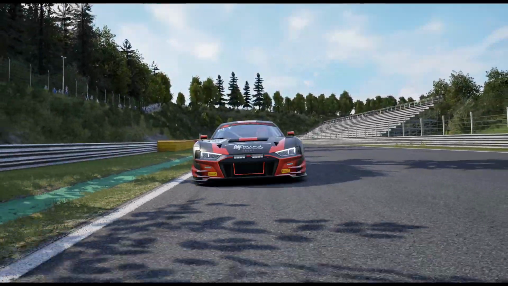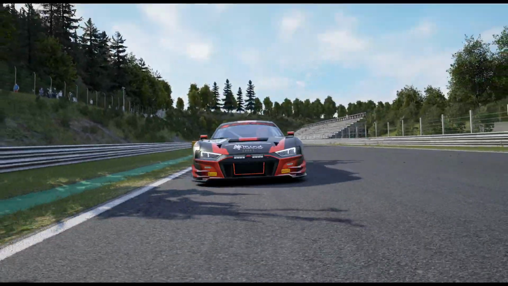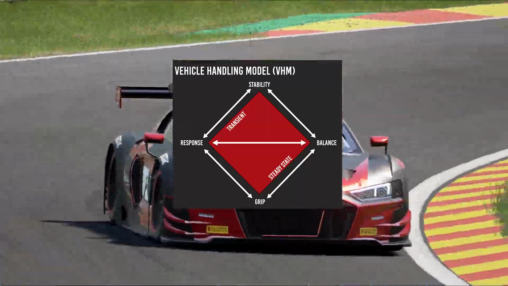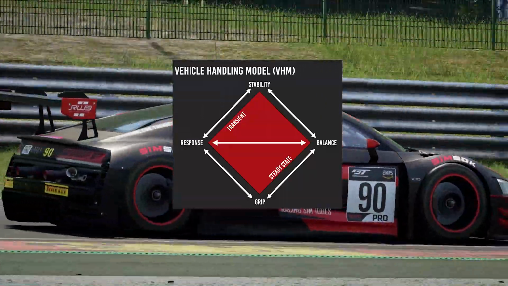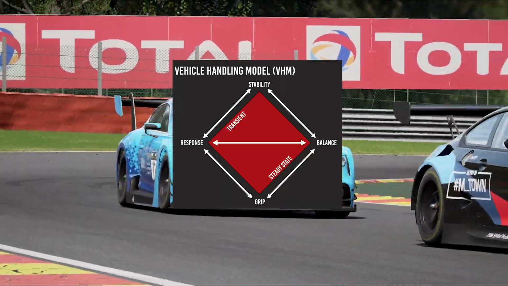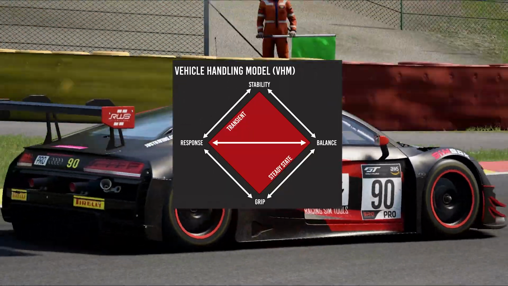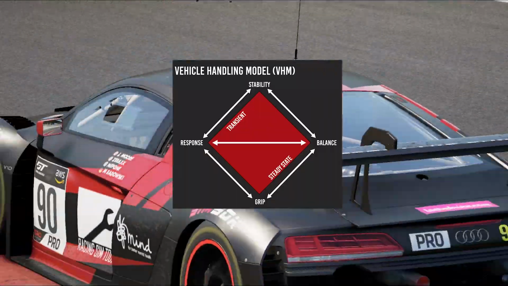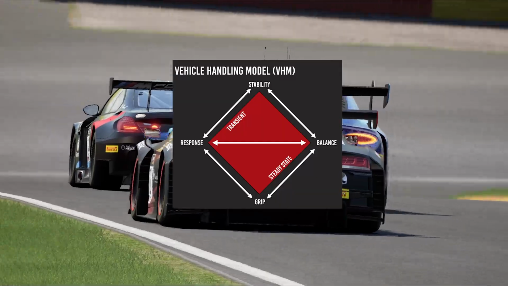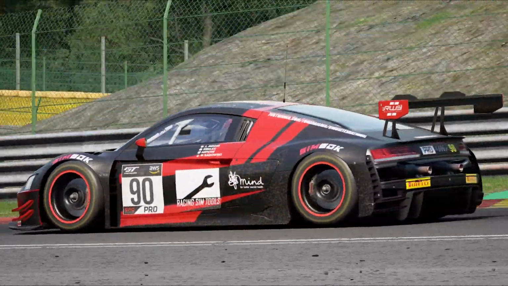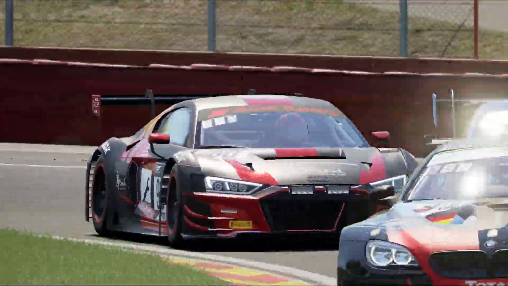exit. And then the other line that's going to connect balance and grip, that's the steady state line. So this is anytime the car is not in the transient state. So mostly mid-corner or heavy straight line braking when you're really getting heavy on those brakes. The car is going to pitch forward and it's going to be in that steady state for a little bit until you start to trail brake and get off of it. So that's the VHM diagram. These are the different regions.